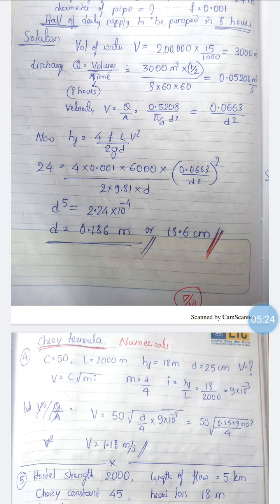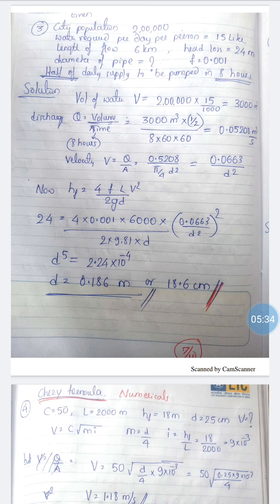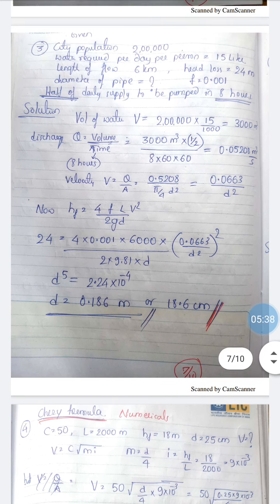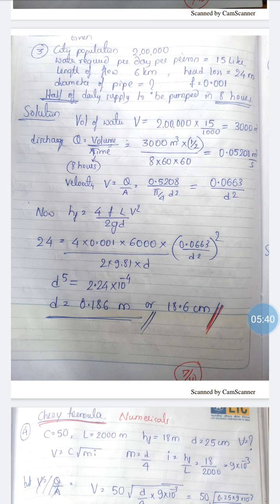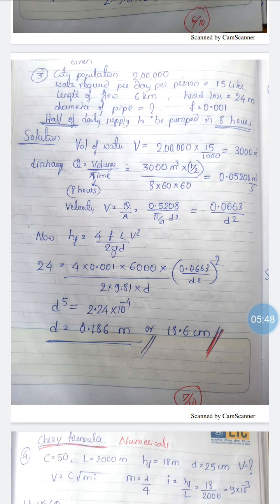Now one care has to be taken: velocity is squared, and velocity is 0.0663 by d square. So when you square that, it becomes d raised to 4. One d is already there in the denominator, so totally it becomes d raised to 5. Here please make sure that you don't make any calculator mistakes. So the diameter of pipe required to supply the water to the city from a reservoir 6 km away is around 18 centimeters. This is one problem.